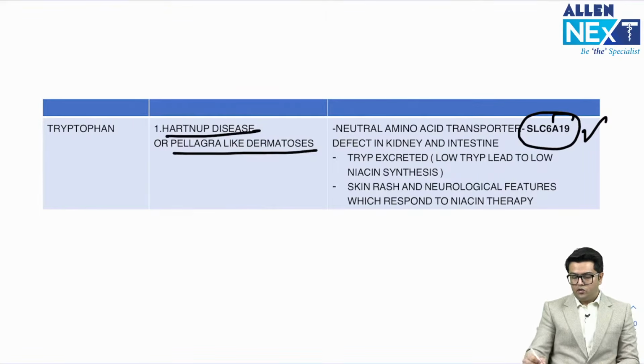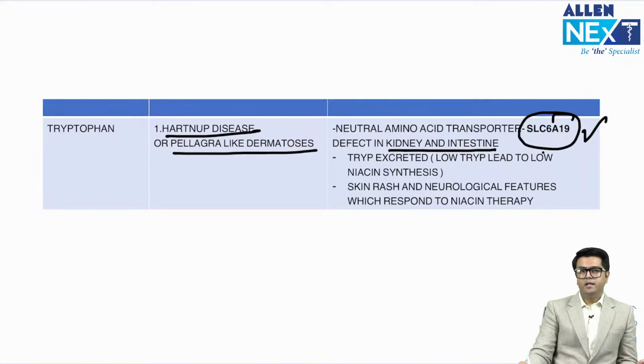Clear? So there is a defect in both kidney and intestine, as this solute carrier is present in both. So the tryptophan is not absorbed and it is excreted in excess. All the neutral amino acids are excreted. See guys, except the acidic and basic amino acids, all others are neutral amino acids. So except arginine, lysine, and if we talk about acidic, glutamate and aspartate, except these four, most others are neutral. Tryptophan excretion is high, so there is low niacin synthesis.